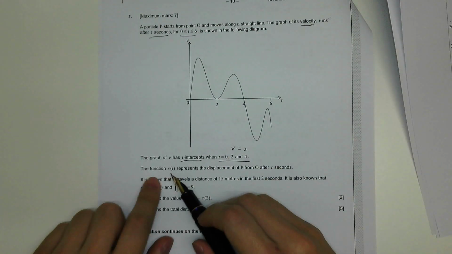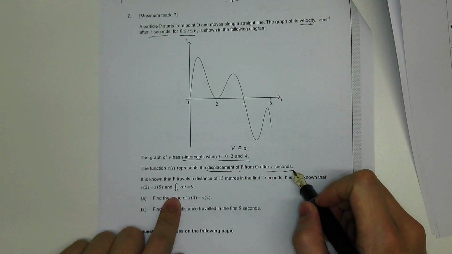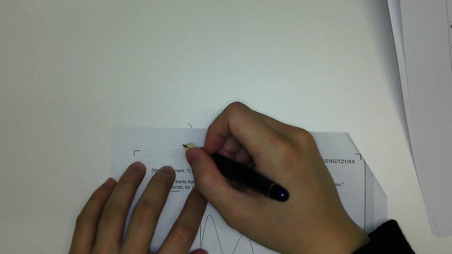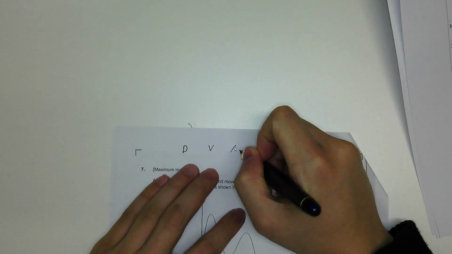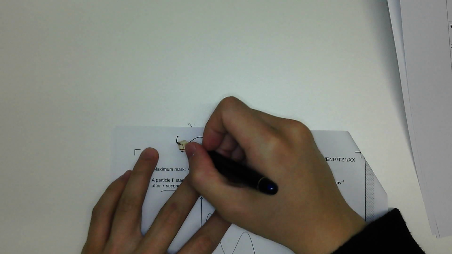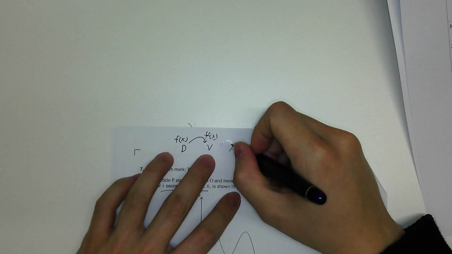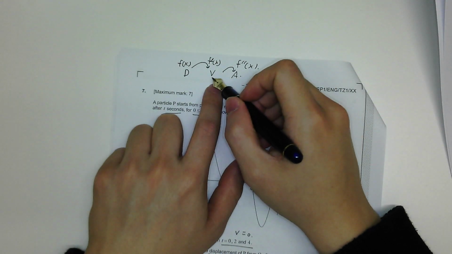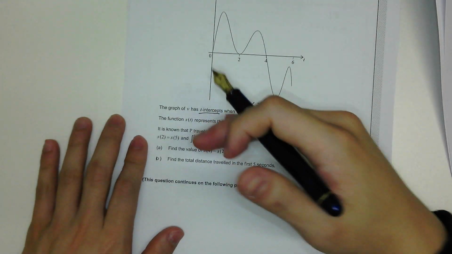The function s(t) represents the displacement of P from O after t seconds. So displacement. One tip for you guys. For kinematics, displacement, velocity, acceleration: differentiate. Let's say if displacement is f(x), the velocity will be f prime of x, and then acceleration is f double prime of x. So that means integration of acceleration is velocity, and integration of velocity is displacement. So let's go back to this question.